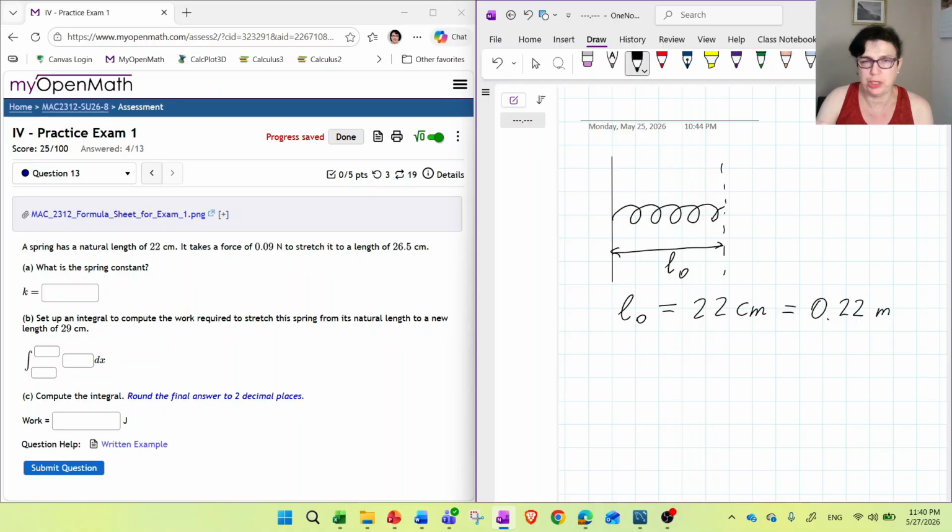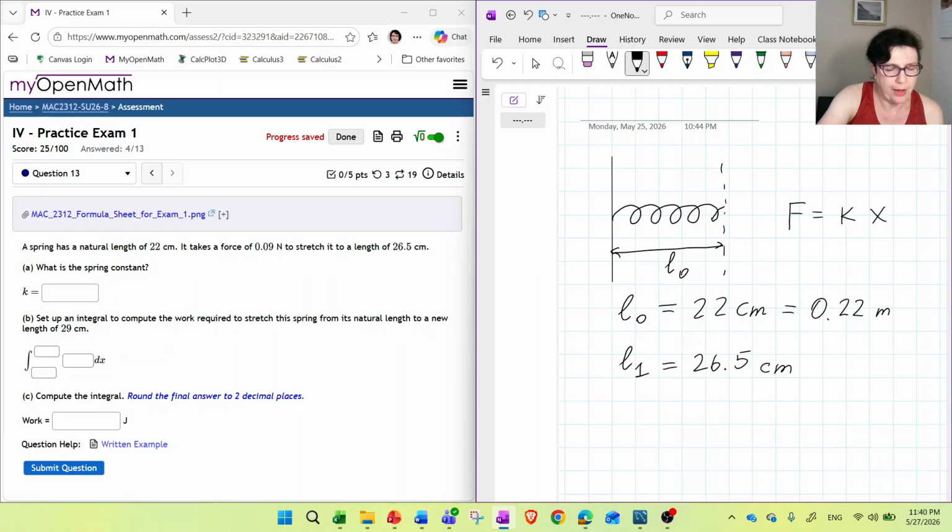Then imagine that you are stretching it in addition to whatever its natural length was. You're applying some force, and now the new length, let's call it L1, is 26.5 centimeters. Hooke's law says that the force that's required to stretch it by a certain amount is proportional to that amount, and k is that constant, sometimes called the spring constant.